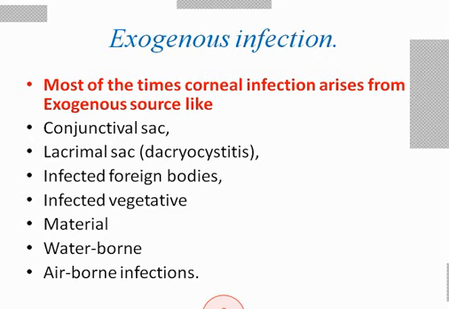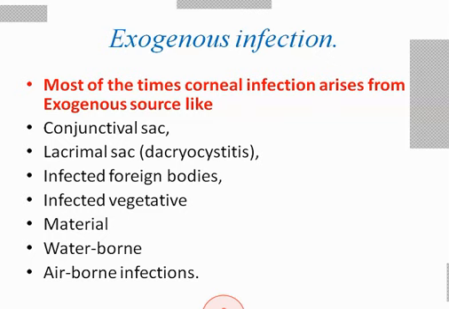Most of the time, it is usually the conjunctival cul-de-sac, lacrimal sac like dacryocystitis, infected foreign bodies, and infective vegetable matter. Vegetable matter, you have to be very careful. When you want to inquire about the history of the corneal ulcer, you must ask how you got that ulcer.